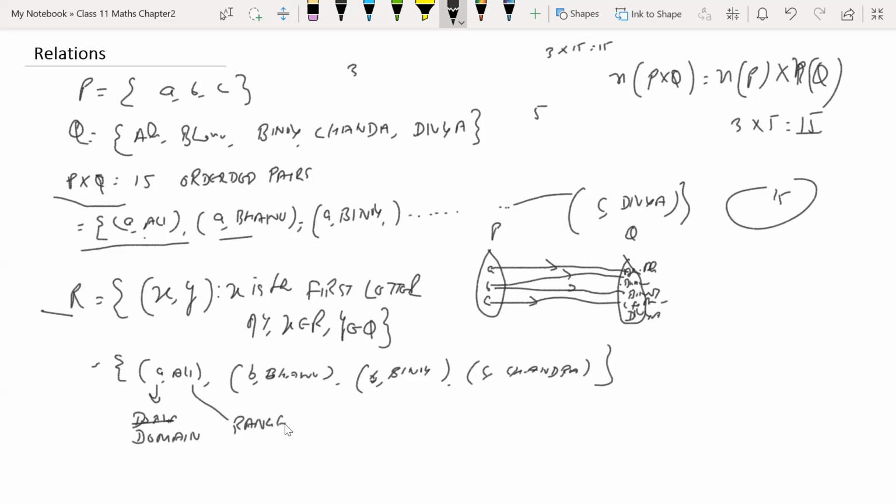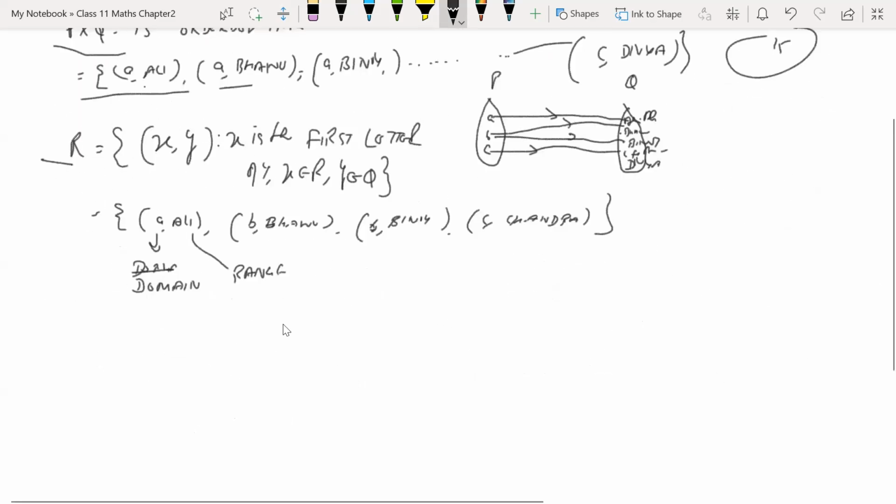Range. And set B is called the codomain of the relation R. So a relation can be represented in set builder form, in the roster form, or with the help of the arrow diagram or the visual representation, as the set can be represented. Now let's understand it more clearly with the help of an example.